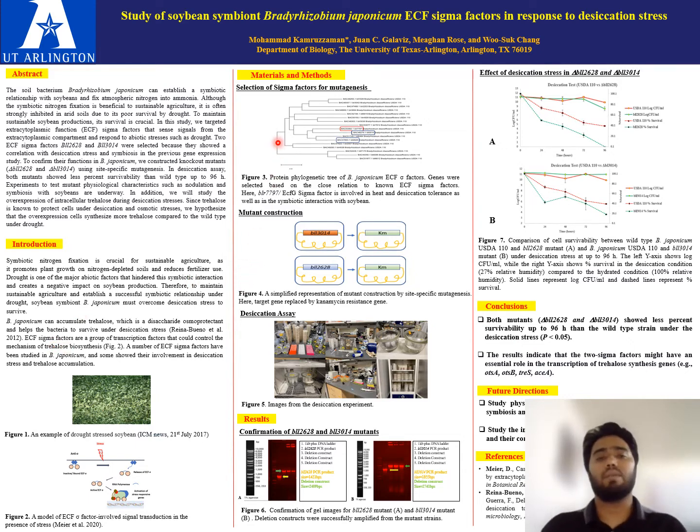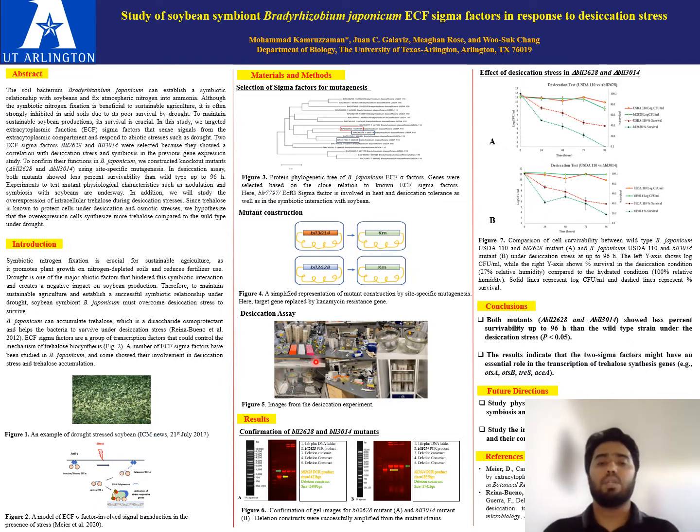For the materials and methods part, we selected the gene based on protein sequence similarity with a known ECF sigma factor whose function was already identified previously. So here we considered BLR7797 or ECFG because it has a function in desiccation and symbiosis. After that, we selected two genes, one is BLL3014 and the second one is BLL2628. After selecting the genes, we made the knockout mutant by site specific mutagenesis and replaced it with the antibiotic resistance gene, which is kanamycin.